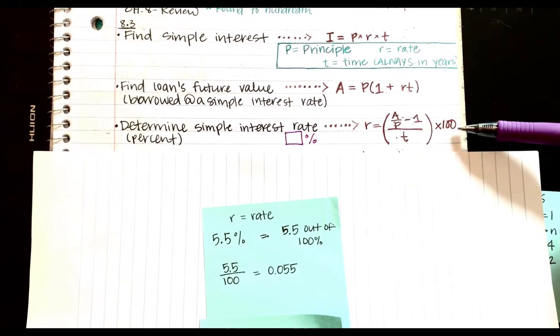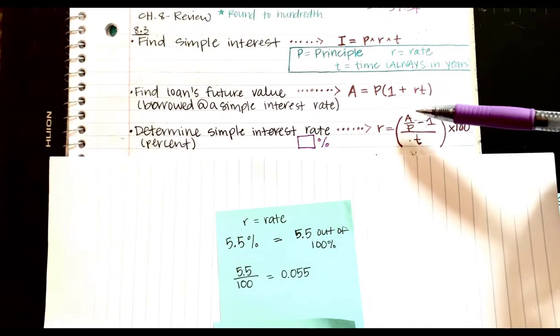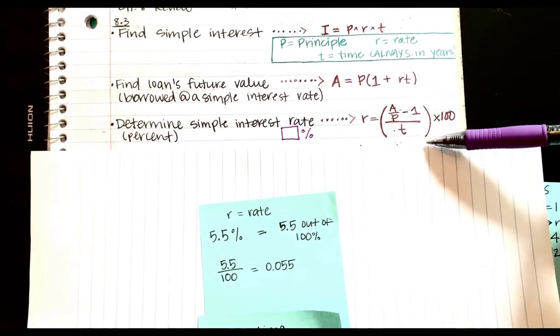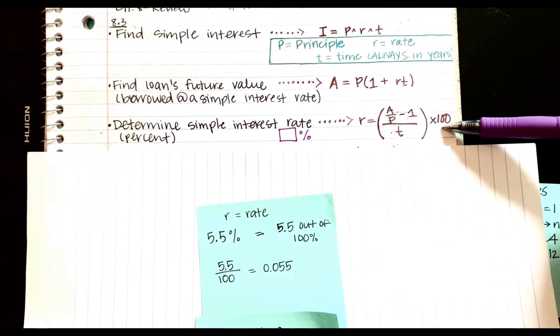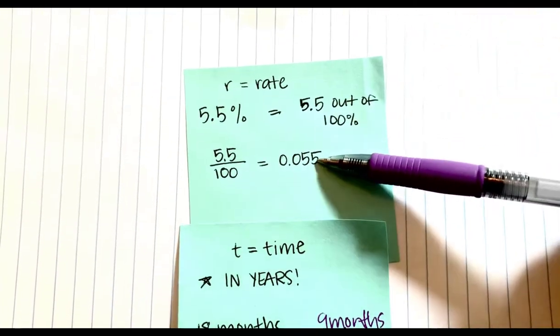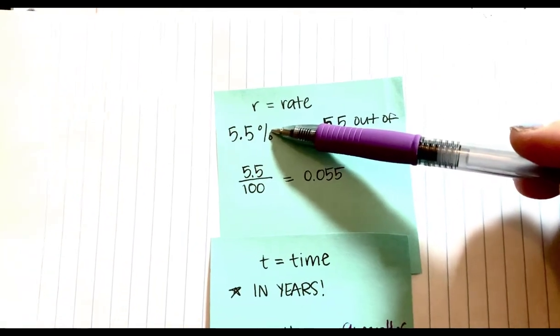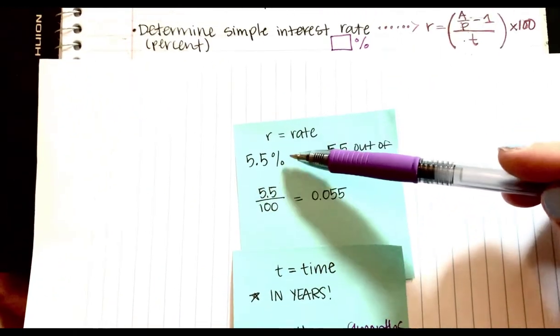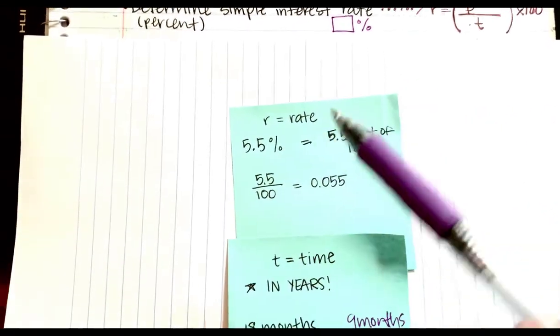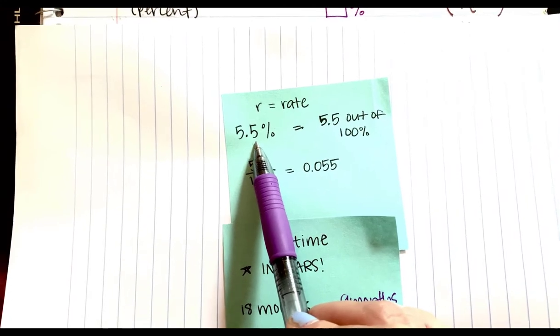Anytime you're going to do that, you're going to multiply your final answer by 100. So after we do everything in our parentheses, we're going to multiply that answer by 100 and it's going to give us our percent. So basically what we're doing is working backwards from here to get our percent value. And on all these, they're going to tell you to round to the nearest tenth. The nearest tenth is 1 decimal place. So you'll round it like that.